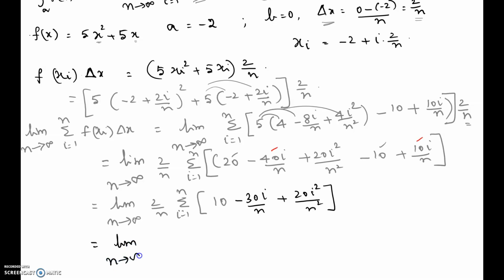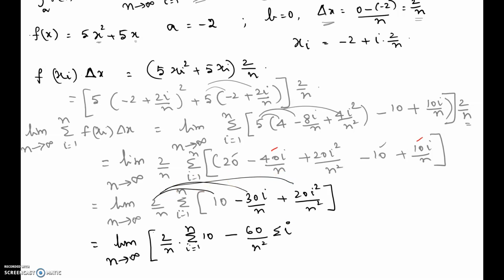Now we can distribute the sigma to each one of the terms. Limit as n approaches infinity. First we are going to have the sum from i equals 1 to n of 10. So this is actually 2 over n times the sum of 10, i from 1 to n. Then we have minus, if you distribute these, negative 60 over n squared times the sum of i. Then plus 40 over n cubed times the sum of i squared.